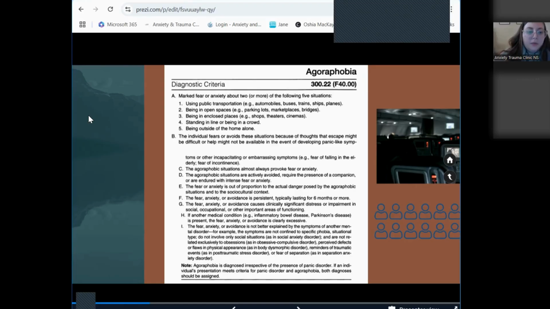C, the agoraphobic situations almost always provoke fear or anxiety. D, the agoraphobic situations are actively avoided. Again, we're going into that avoidance again. They require the presence of a companion or are endured with a lot of fear or anxiety, like intense, top of the charts, when not with another person. E, the fear or anxiety is out of proportion to the actual danger. This is a really important one because a lot of times, like I said, it's perceived danger, not necessarily actual danger that's posed by that agoraphobic situation and to the sociocultural context.